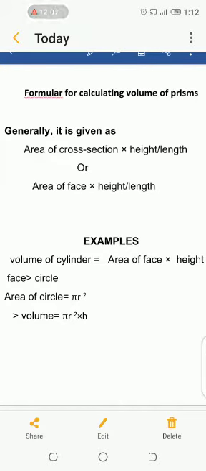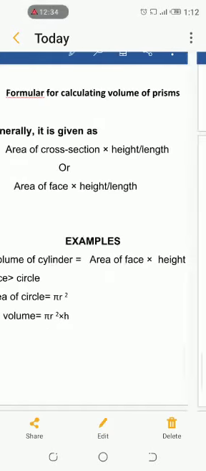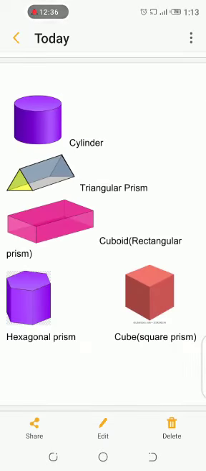So, can you say it with me? The formula for calculating the volume of a prism is given as what? Area of cross-section times height. Remember, the cross-section also means the face. So that is the area of the face times the height or the length. Can we pick a cylinder as a very good example for today's lesson? Remember, we looked at the cylinder the other time. A cylinder has a circular face. And we said the volume of a prism is the area of the face, which is the cross-section, times height.